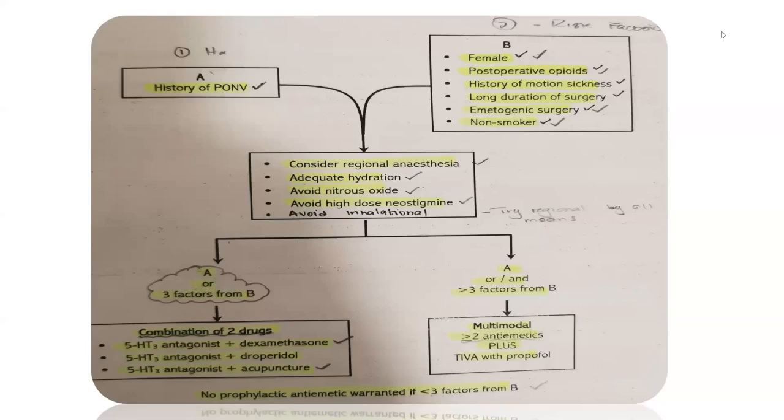And then if the patient has A, a history of postoperative nausea and vomiting, and more than 3 factors from B, you then have to give 2 antiemetics, plus you have to consider TIVA anesthetic with propofol.